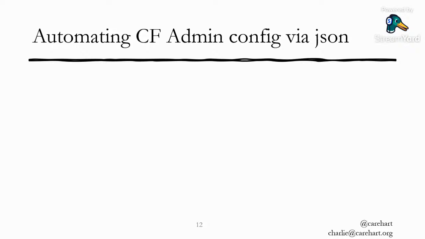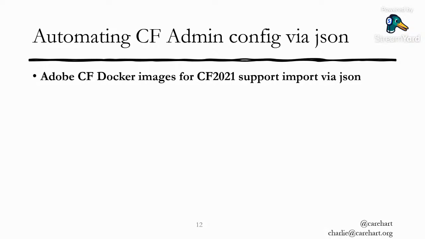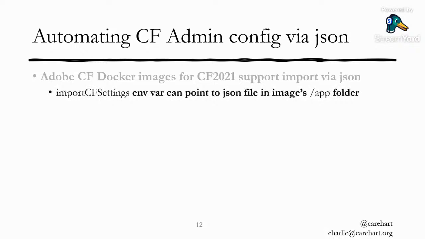So, automating the administration of CF configuration by JSON. I want you to know that if you use Adobe's ColdFusion Docker images, which have existed for CF 2016, 2018, and 2021, they only support and update now the ones for 2018 and 2021. But in particular, the images for 2021, they modified them to support importing that JSON by just naming the JSON file. There's an environment variable. For those that do Docker stuff, you know what I'm talking about. There's an environment variable called import CF settings. And you name the file that you want to import.